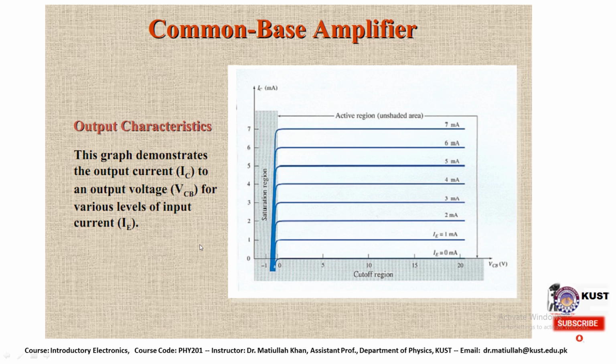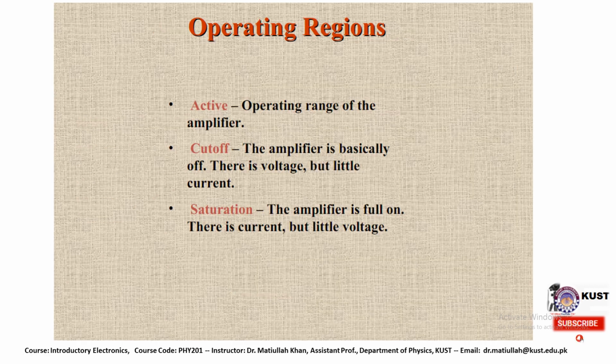I mean, we have the curves for that. And we have operating regions for the transistors. There are different operating regions for the transistors, which we already discussed. This is also called the modes of the transistors. We have the active operating region of the transistor. In this particular case, we can use the transistor as an amplifier, and it can amplify the input signal.